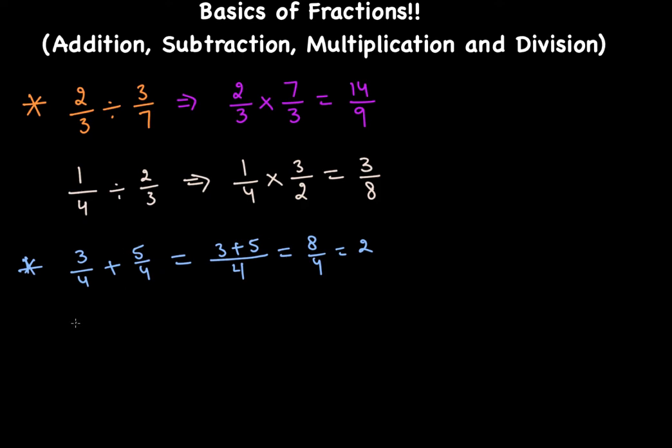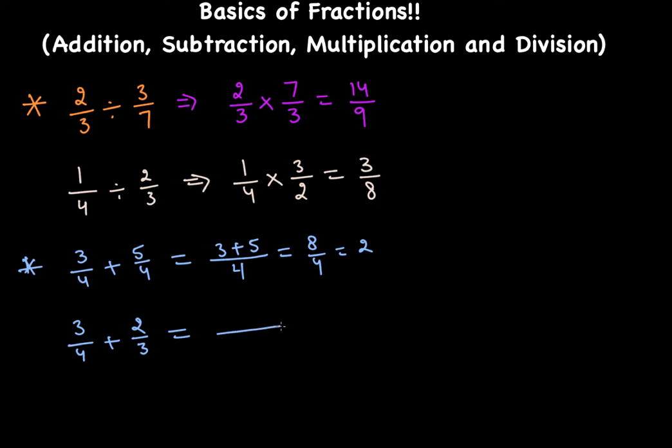Now let's say you got 3/4 and you're going to add 2/3 to it. In this case, both fractions have different denominators. So we need to find a common denominator. You can find the least common multiple and then write it down. But there's another way to do it without finding the common denominator.